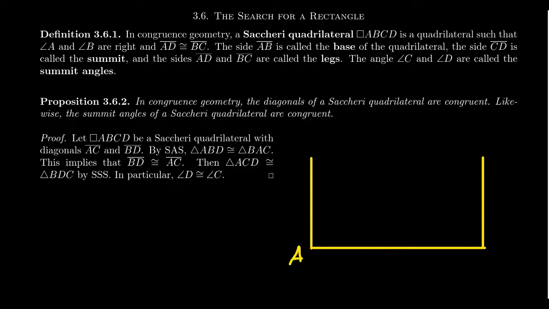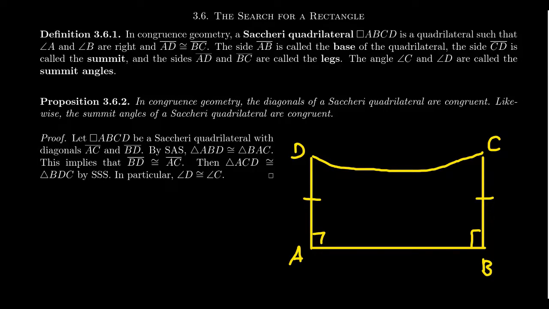So we have A, we have B, we have C, we have D here. Whoops, I forgot the fourth side here. When we draw a Saccheri quadrilateral, we generally draw it something like this. Basically, what Saccheri was trying to do is come up with a rectangle without assuming it was a rectangle. And so what he did here is that he assumed that the angles A and B in this quadrilateral were right angles, and he assumed that the segment AD and the segment BC are congruent to each other.